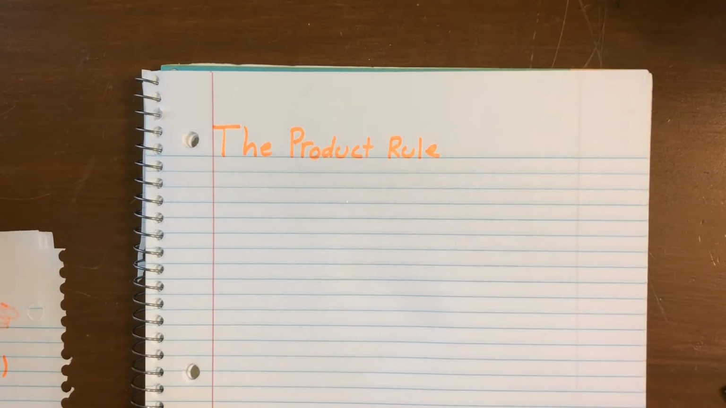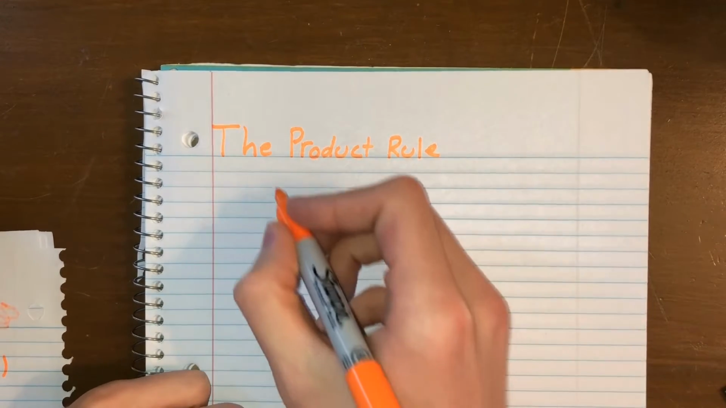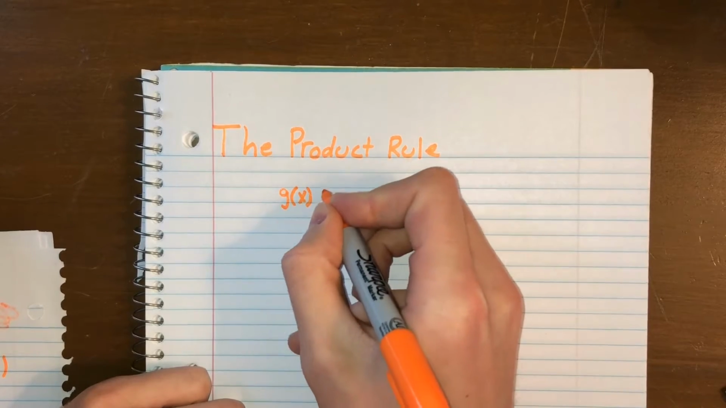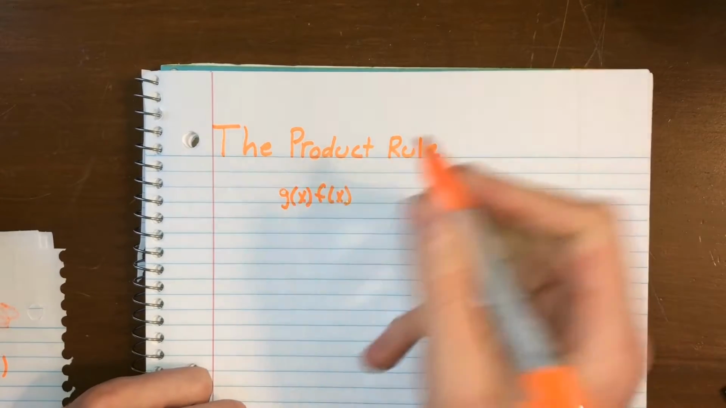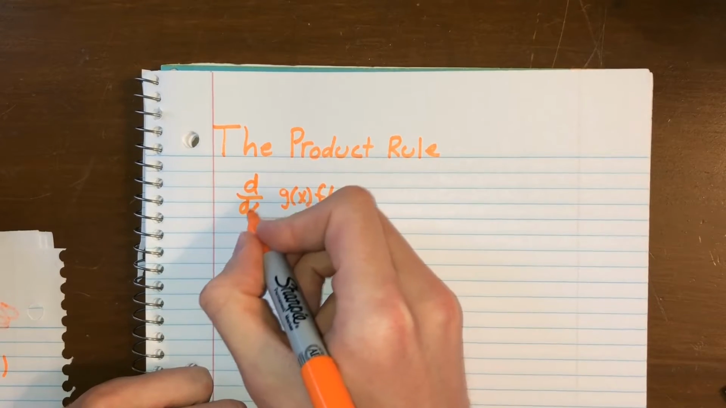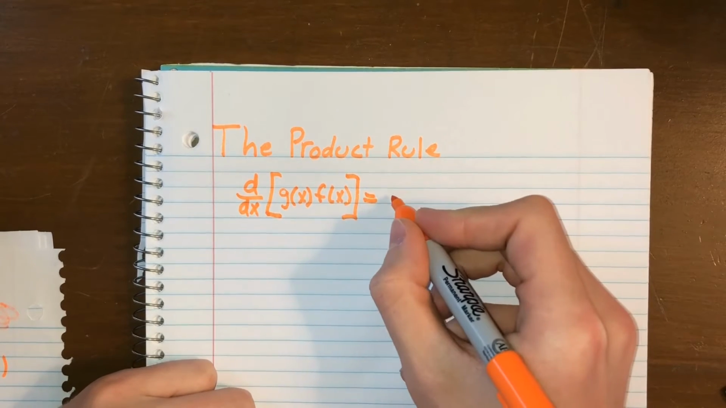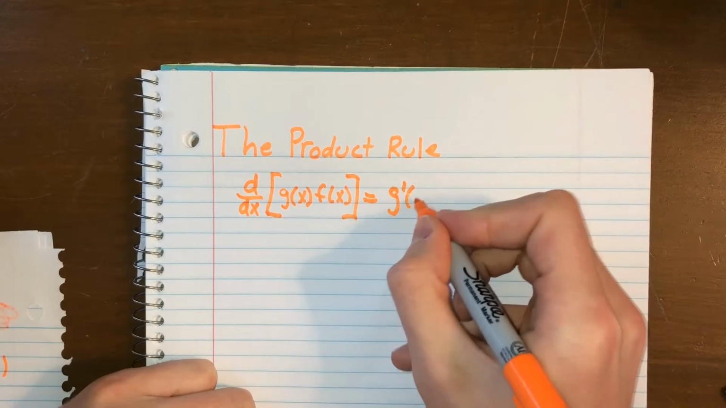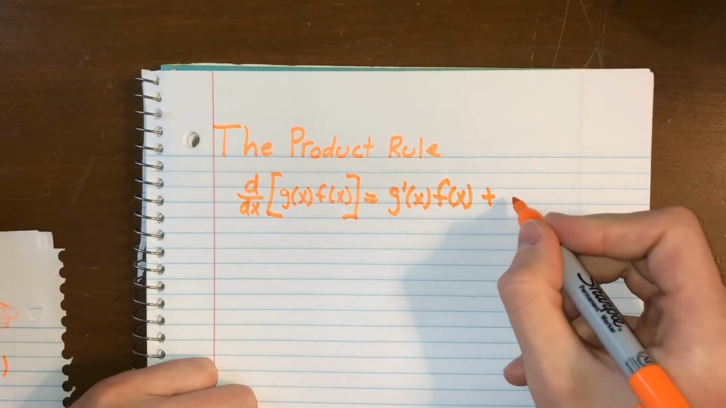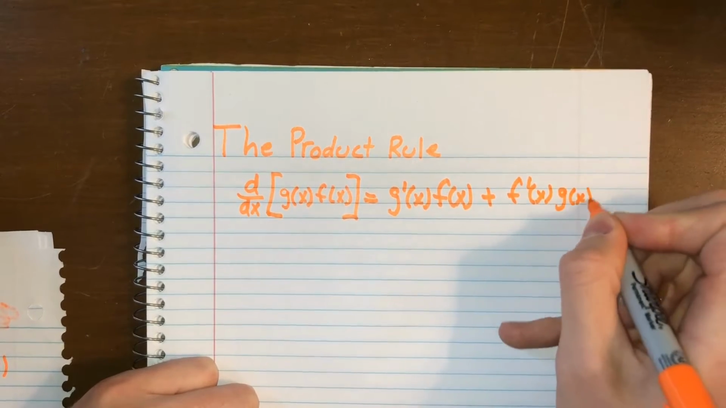But I'll just jump right into it with the definition of the product rule. So all the product rule really states is that if you have two functions, let's say g of x and f of x, and they're both differentiable, then the derivative of those two functions multiplied together is equal to g prime of x f of x plus f prime of x g of x.